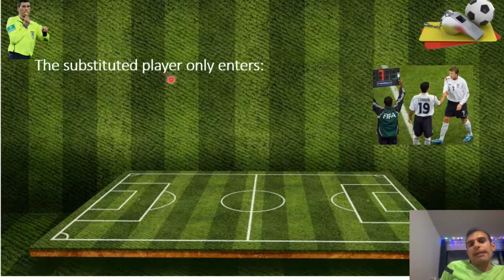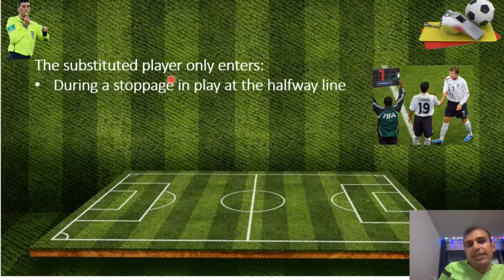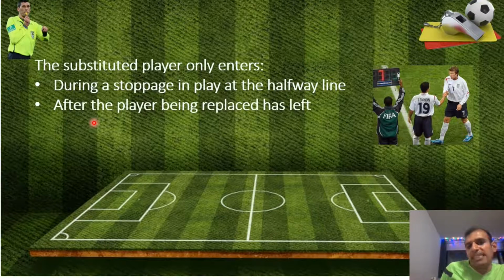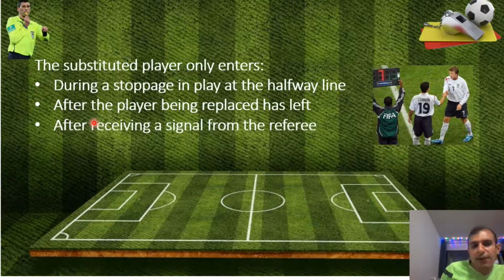The substitute only enters during a stoppage in play at the halfway line, here. And also after the player being replaced has left. First the old player needs to leave the field, and then the new player can enter the field. And also, after receiving a signal from the referee, the new player needs to get permission from the referee, and then he or she can enter the field.